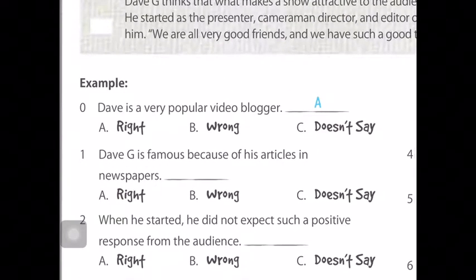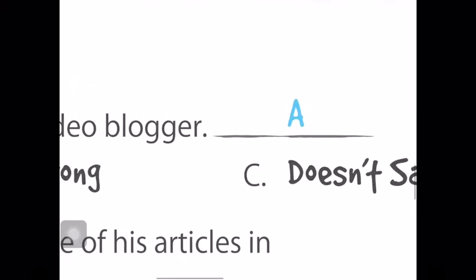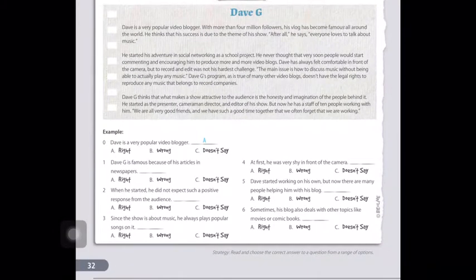Example 0. Dave is a very popular video blogger. Yes, that's right. So you write the letter A. Okay, so you have to do the same with the other exercises.